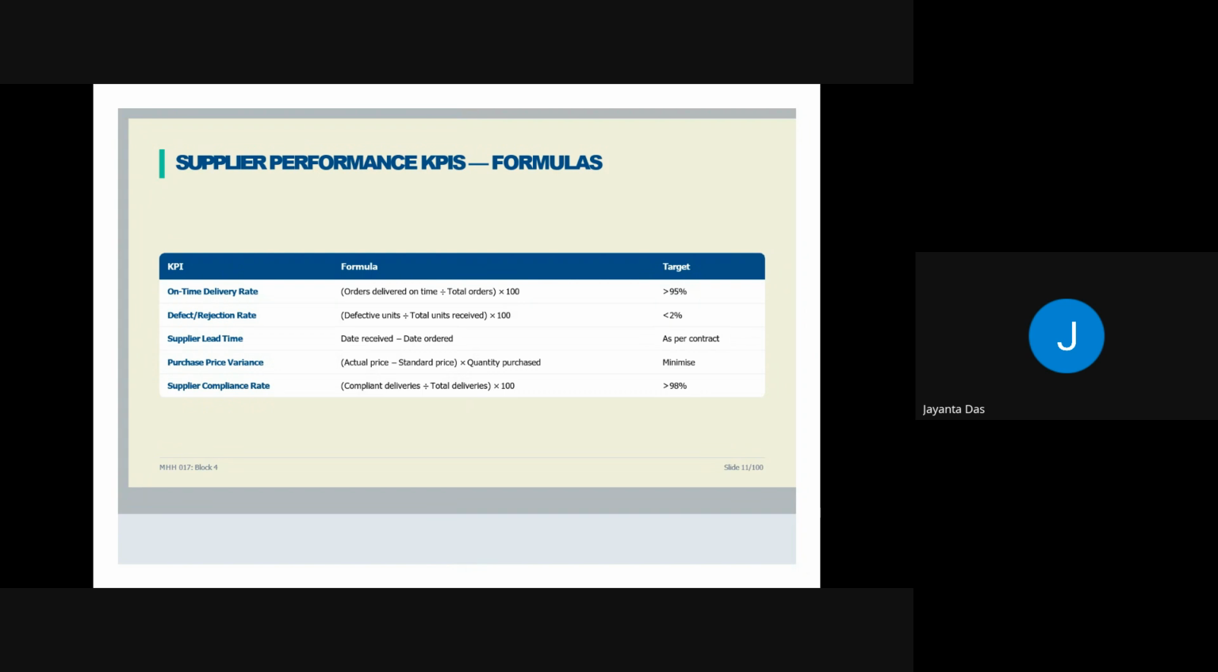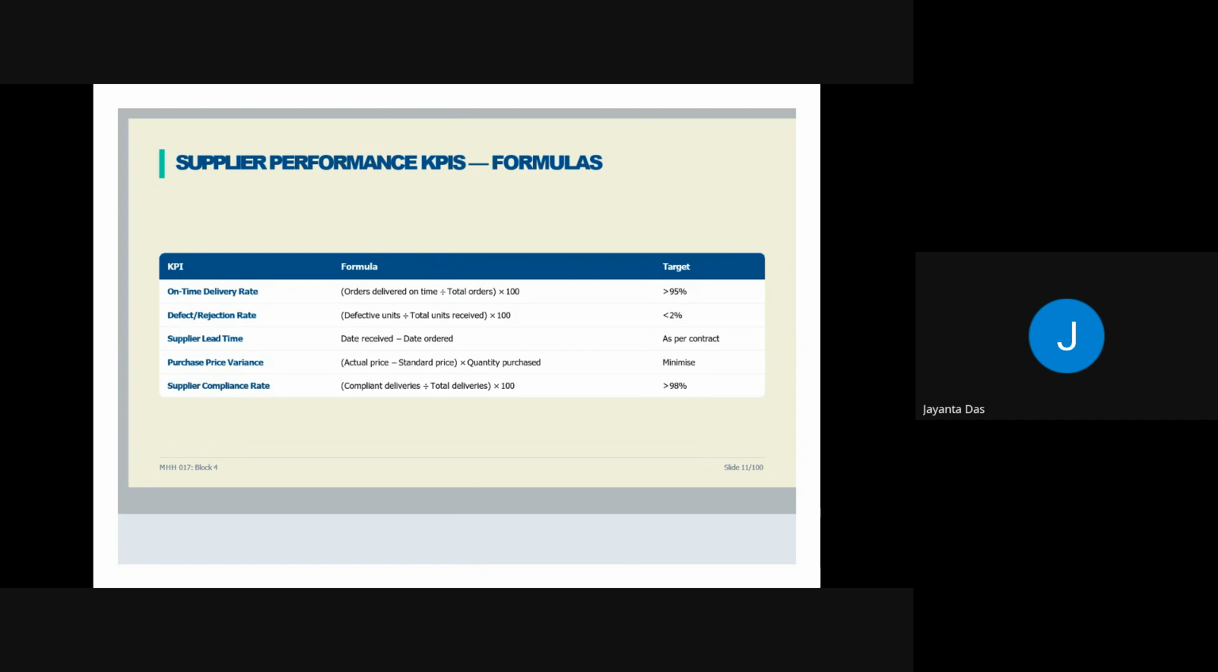Supplier lead time, that means the date received minus the date ordered. That's the difference between when you have placed the order and when you receive it. We check whether the supply is within the lead time period or going beyond it. It depends on the lead time you have given in the contract, because scarcely available items may have a higher lead time, whereas easily available items will have a lower lead time. Accordingly, in your purchase order or supply order you will mention the lead time, and against that you will see whether the lead time periods are properly maintained or not.